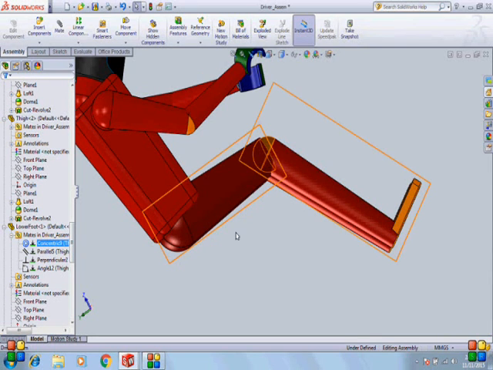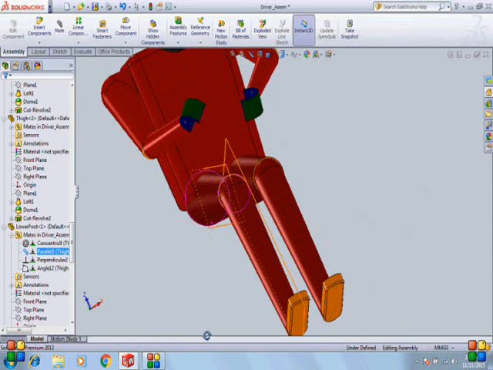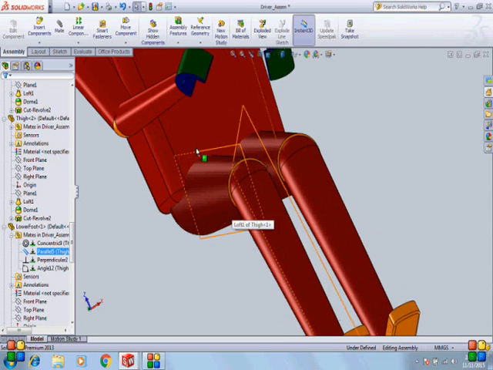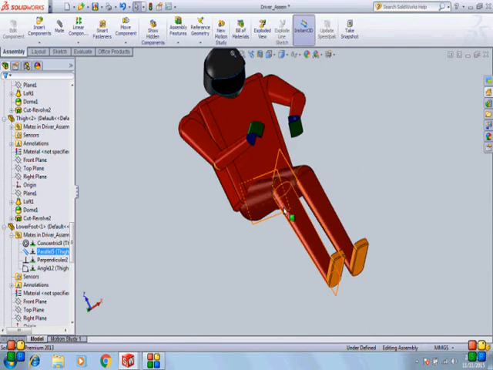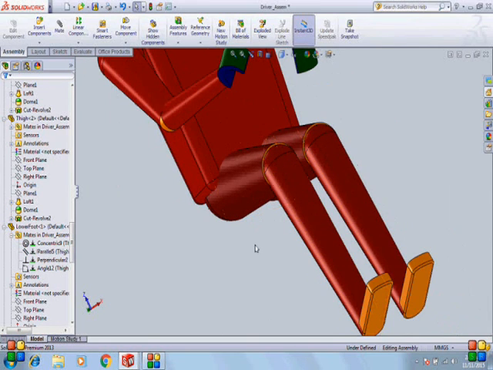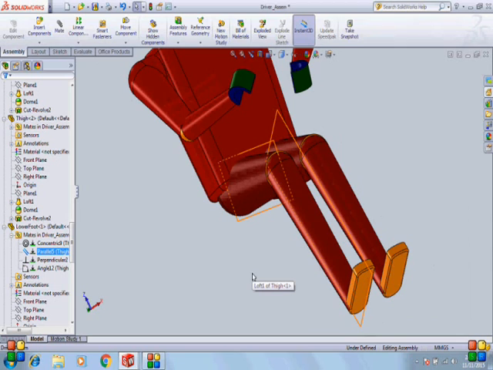Then what I have given over here is one of the orthogonal planes of the thigh and one of the orthogonal planes of the lower foot. Now which ones are these? I cannot name them distinctly, but you can get a feel of what I'm trying to do over here. These planes are parallel to each other.